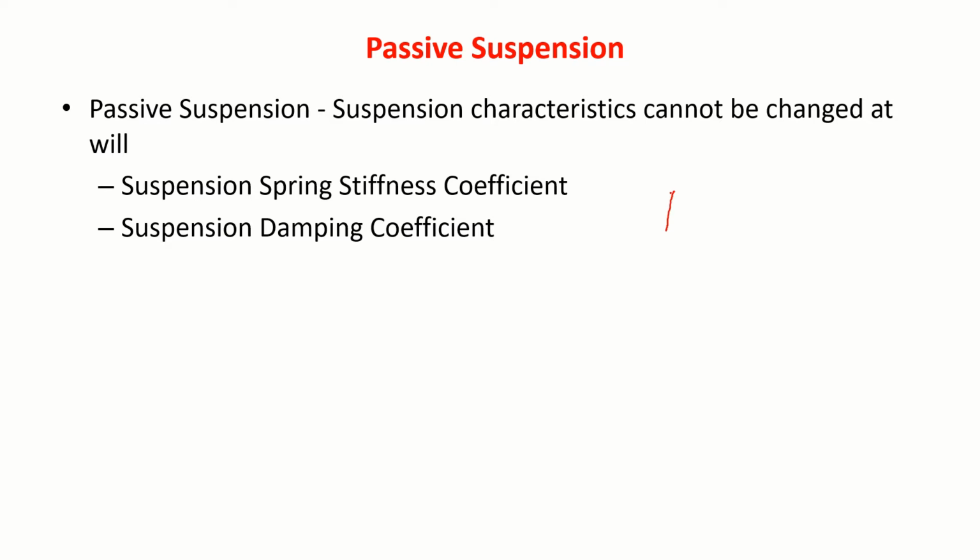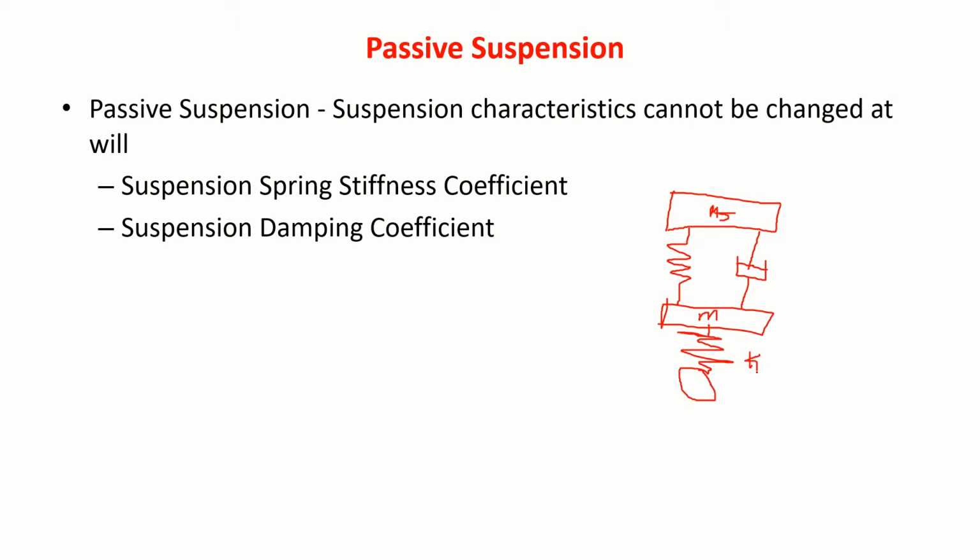You know that I represent the suspension. Suppose this is the sprung mass and this is the unsprung mass, and between these I showed the suspension. Right, and I call this as Kt, tire stiffness. This I called it as Ks, suspension stiffness, and this I called it as suspension damping.